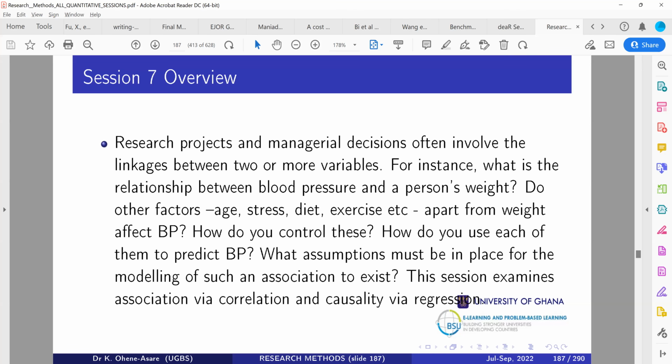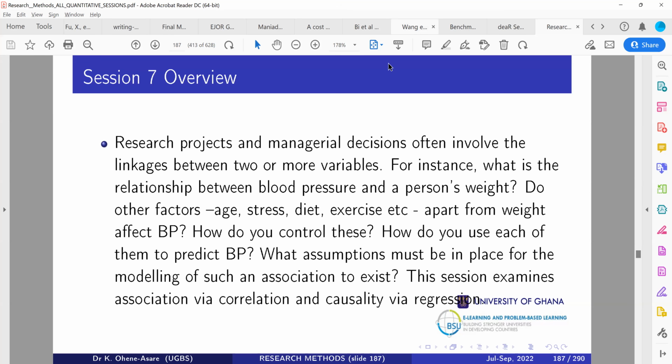Today we are going to look at one methodology, one technique for analyzing relationships, and that is correlation and regression. The first thing you need to know about these two is their simple definitions. Correlation deals with association. Regression deals with causality.